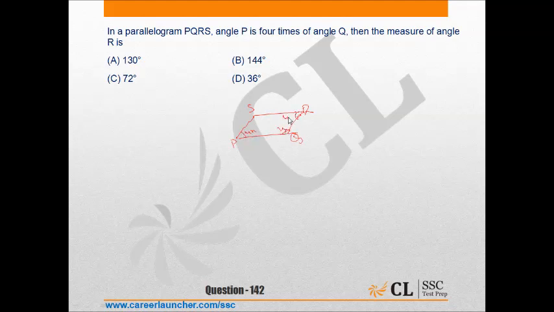So angle P is equal to angle R. I know that 4X plus X is equal to 180 degrees. This gives me X equal to 36 degrees and 4X equal to 144 degrees. Answer is 144 degrees.